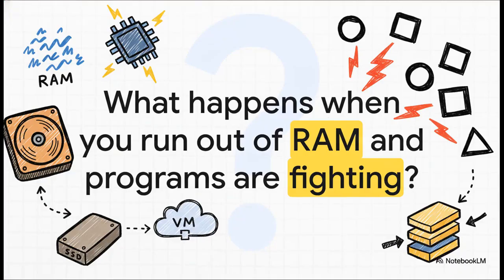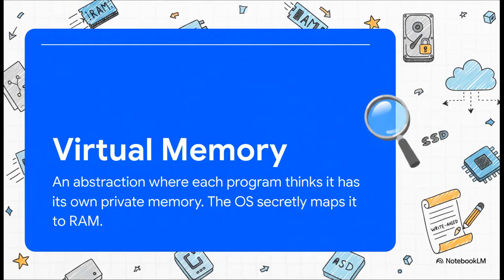Just think about it. You've got your browser open with like 50 tabs. You've got your music playing, maybe a game running in the background. Every single one of those programs is screaming, "I need memory. Give me some RAM." How on earth does the computer keep it all from crashing down? It uses this amazing illusion called virtual memory.